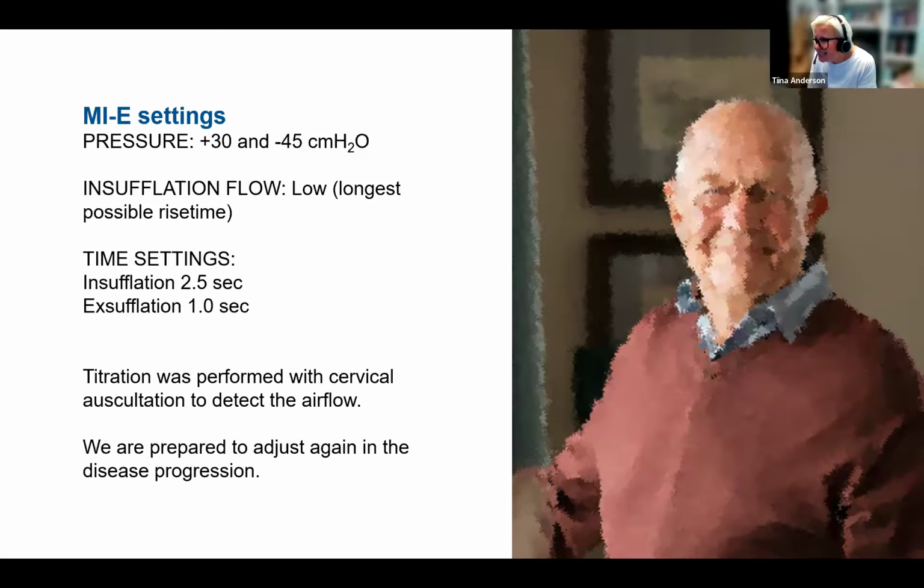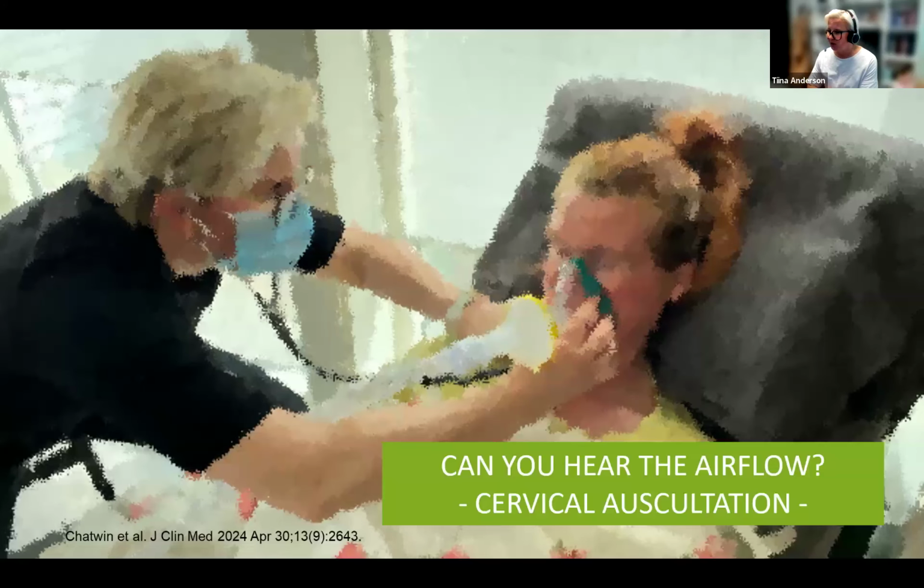We didn't need to scope Thor. We just used our stethoscope and performed a cervical auscultation here at the throat to hear that we got the airflow in and that we got airflow out. And again, we are prepared that this will evolve. There will be a progression and we will be ready to adjust. So this is just a photo from that kind of cervical auscultation. Okay.